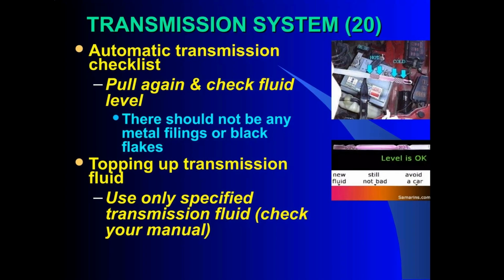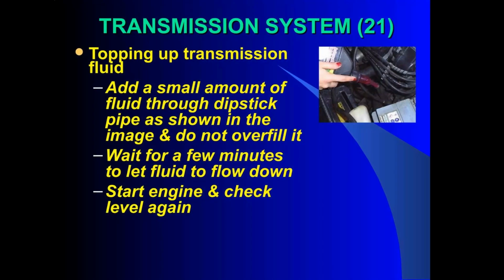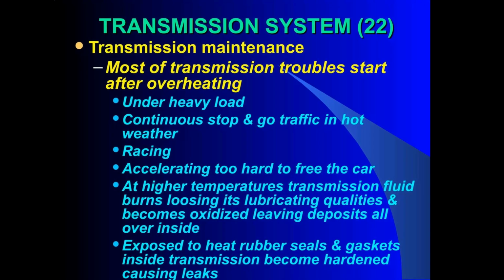To check your automatic transmission fluid, first, park your car on a level surface, start the engine, set the transmission lever to P, and let the engine idle. Next, pull the transmission dipstick. Wipe it off with a lint-free clean rag or tissue. Carefully insert it back all the way down into its place. Pull the dipstick again and check the fluid level against the full mark. Note the color of the fluid, which should be red or pink.